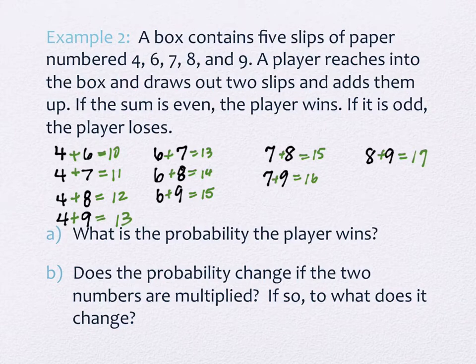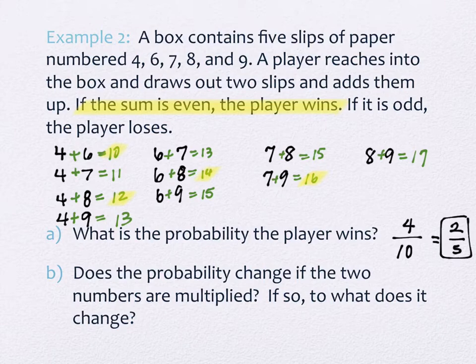The question A asks about winning versus losing. How does a player win this game if the sum is even? So I need to go back and figure out how many evens I have. I think there's 4. How many outcomes are there? There are 10 outcomes if I count them all up. So the probability the player wins this game is actually 2/5. I mean, part B could say what's the probability they lose. It doesn't, but it could, and we could do the same thing we did in the last problem, right? 2/5 versus 3/5.